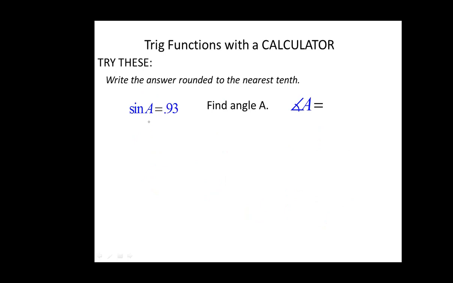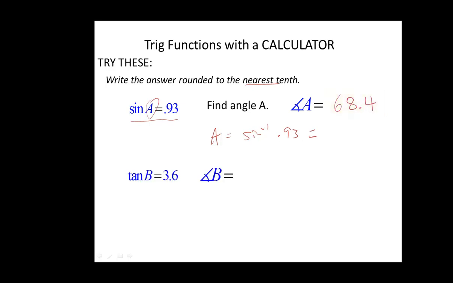Here we're told that the sine of A is 0.93 or 93 hundredths. We want to find angle A, so we're going to say A is equal to the inverse sine of 0.93, and you're going to go ahead and do that in your calculator. And rounding to the nearest tenth, you should come up with 68.4.